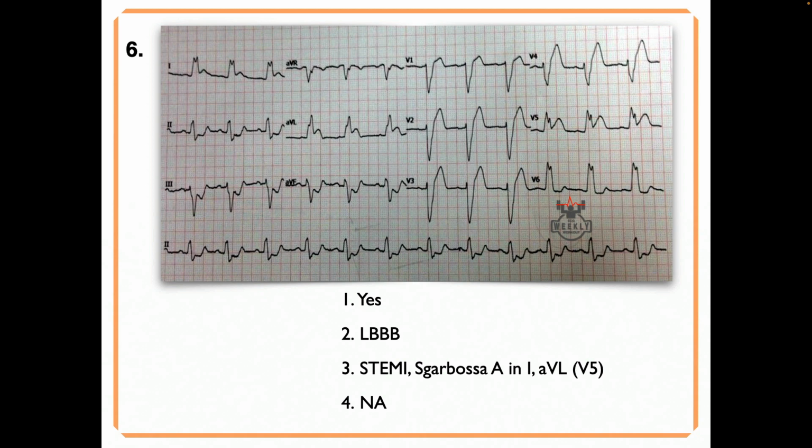And remember that Sgarbossa B only refers to V2 through V3. So don't be confused if you see something in lead 3 that looks just like Sgarbossa B. It doesn't count unless it's over here. Questions? And again, here's another one of those nasty rabbit ears. Remember, that's not ST elevation, that's the RR prime.